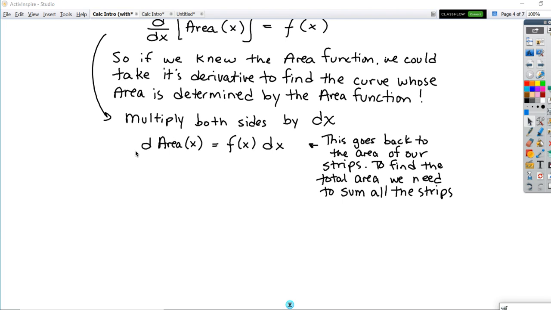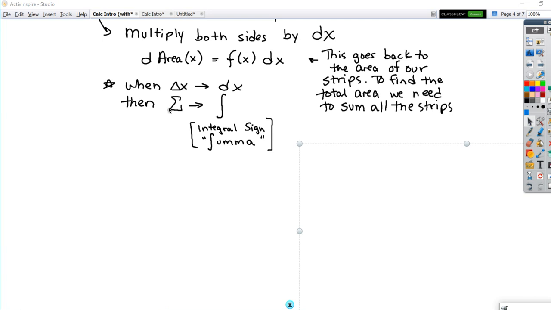So if you do that, on the left you get dA equals f of x dx. Well, this goes back to the area of our little strip. So to find the total area, we just need to sum all the strips together. So some new notation again.